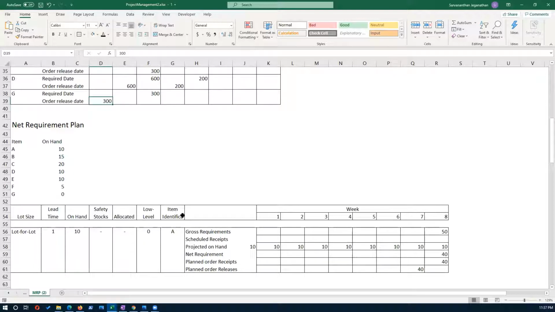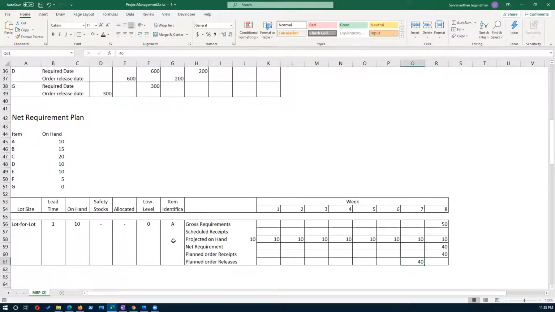So in this table, we start by giving 50 for the gross requirement. So that is 50. And then there are 10 units in hand. So on week 8, we would have 10 units. So we need to order 40. So the net requirement is 40, and therefore the planned order receipt is 40. So we would order 40 items.